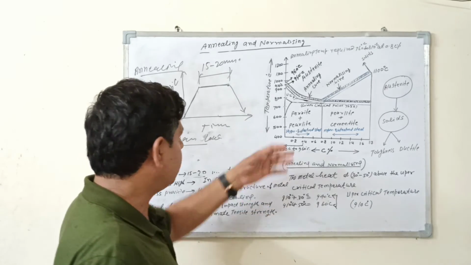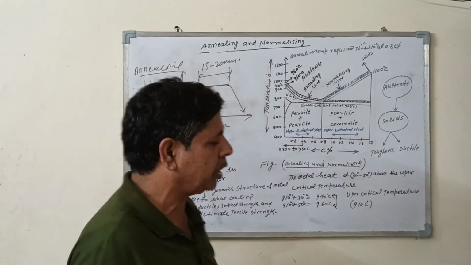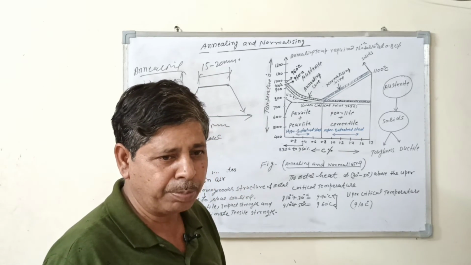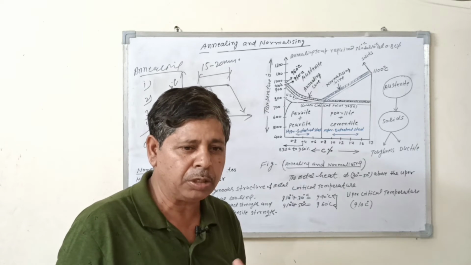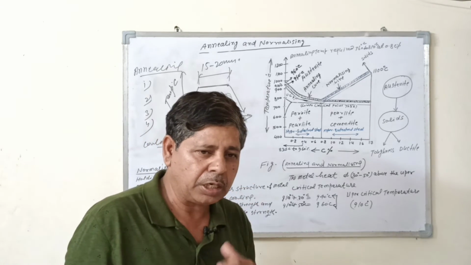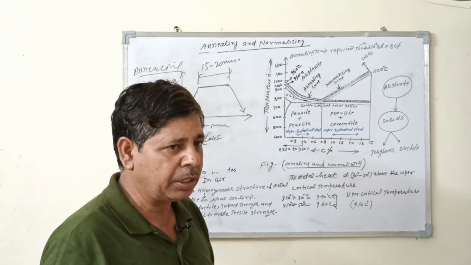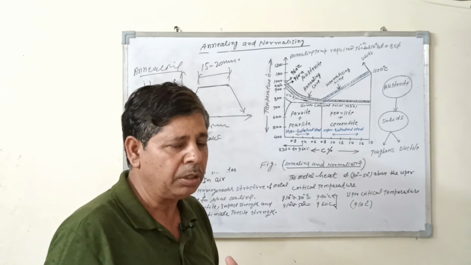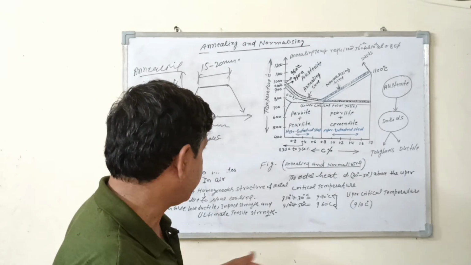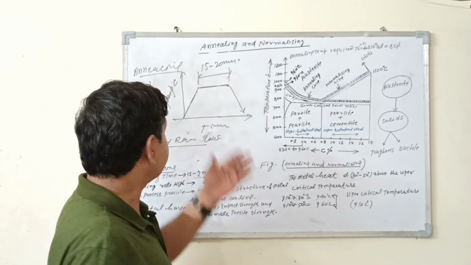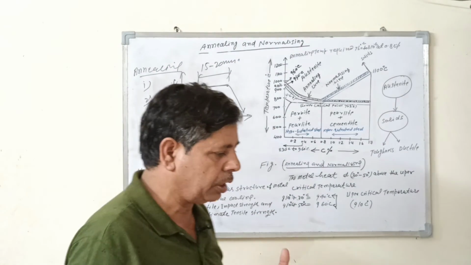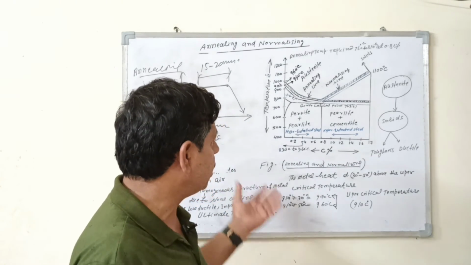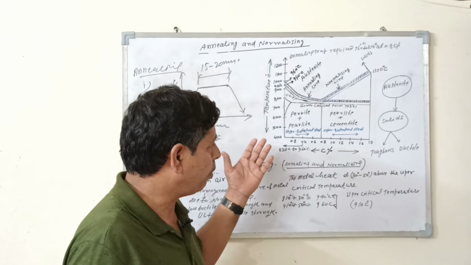It means that annealing and normalizing processes are generally used to obtain certain mechanical properties, to improve machinability, to remove internal stresses, to soften the metal, and to refine the grain size of the metal. Annealing and normalizing play a very important role in industries to obtain certain mechanical properties.